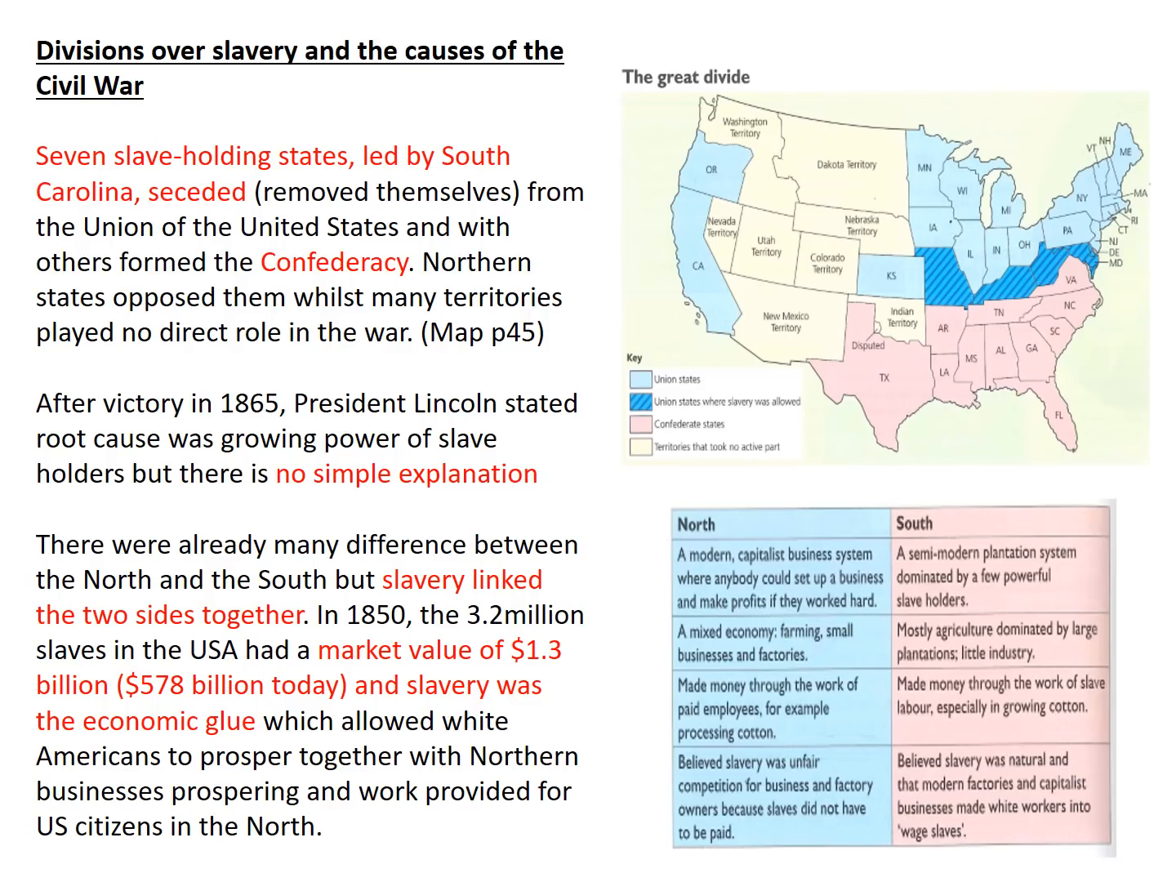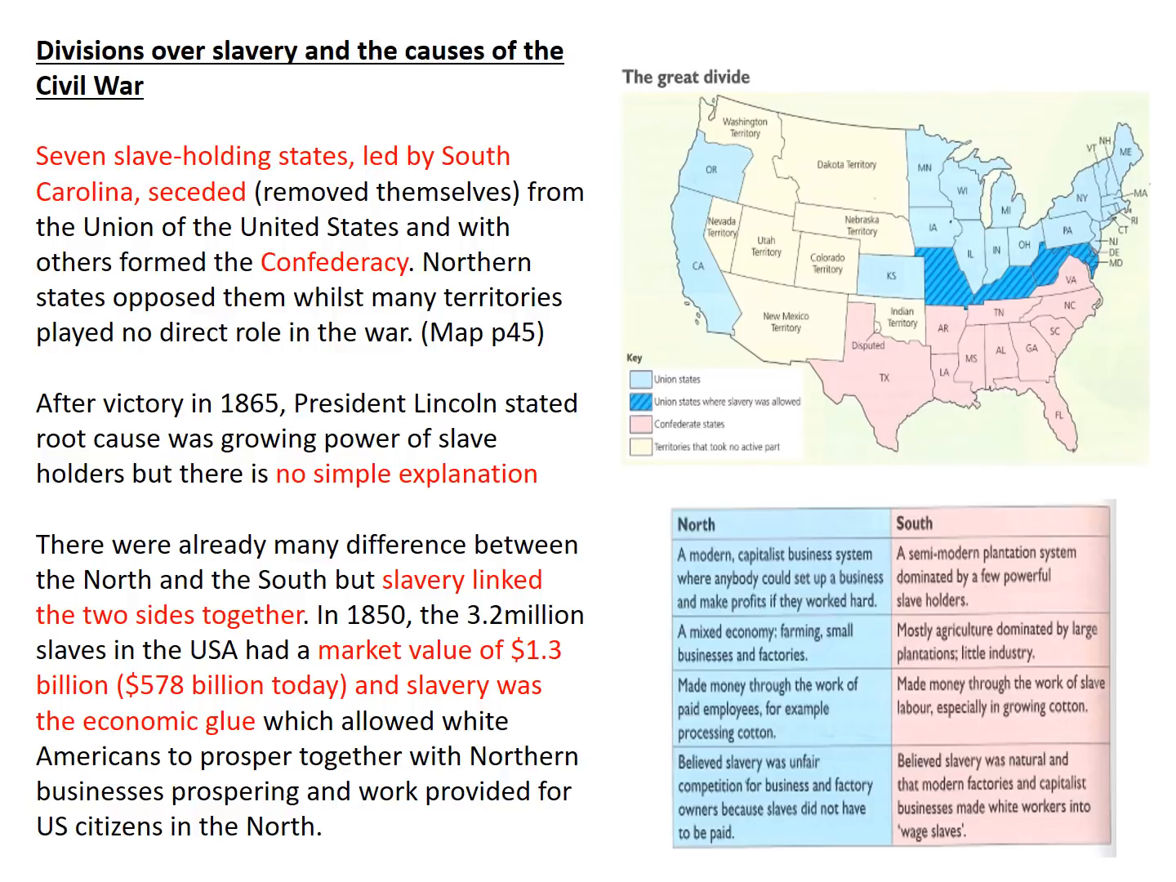So we already had right at the beginning a big difference between North and South. In the North, it's more capitalist, it's more urbanized. There's a mixed economy, meaning there are many different ways of earning money. The South is much more semi-modern plantation, so it's largely farming based. Because of that, a lot of the plantations rely on slavery, and that's what's going to cause a major issue here. So what we see is 7 slaveholding states led by South Carolina eventually seceded. They removed themselves from the Union, and we get a civil war.